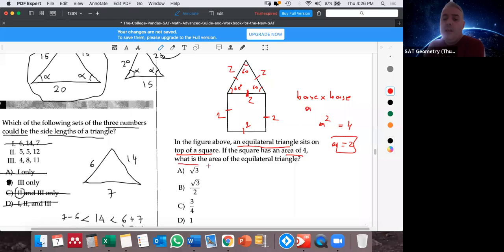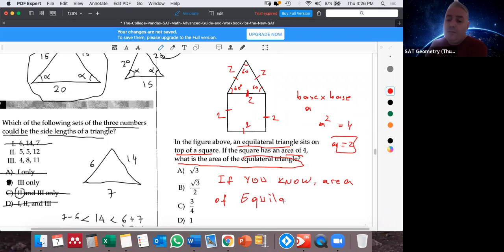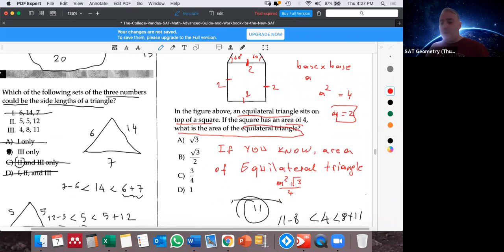What is the question? What is the area of triangle? Now, if you know the area of equilateral triangle, it is a square root 3 over 4. This is a formula. I will show also the normal way. Now the rule will be done. A is 2, so a square is 4 times root 3 over 4. The answer is root 3. Finished.